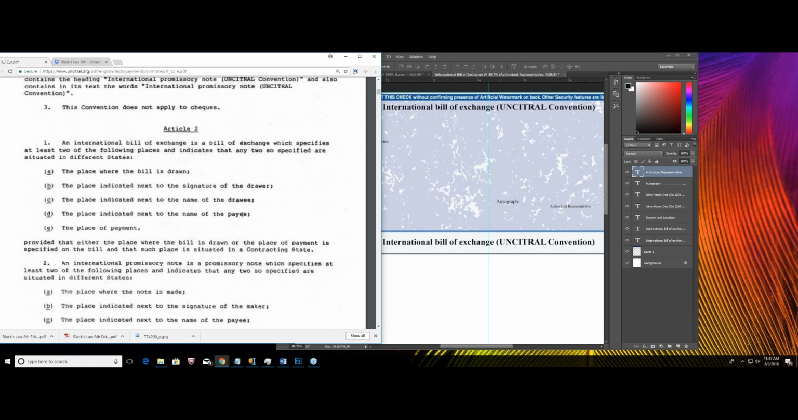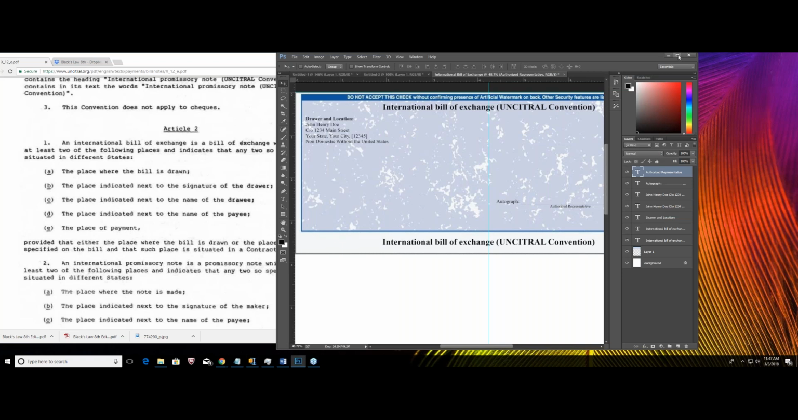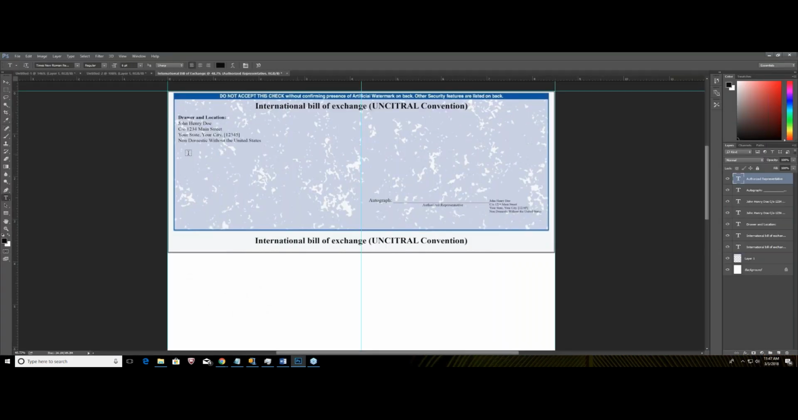The place indicated next to the name of the payee. Of course, the payee is the person who's going to get the money. So let's do that real quick. Let's put that on here. Pay to the order of. And it has to be payable to bearer or to the order of. Payable to bearer or the order of. You'll see that I got a court case that talked about that. But right now we're just going to put pay to the order of, because I want y'all to see how to create your own instrument. So we got pay to the order of.